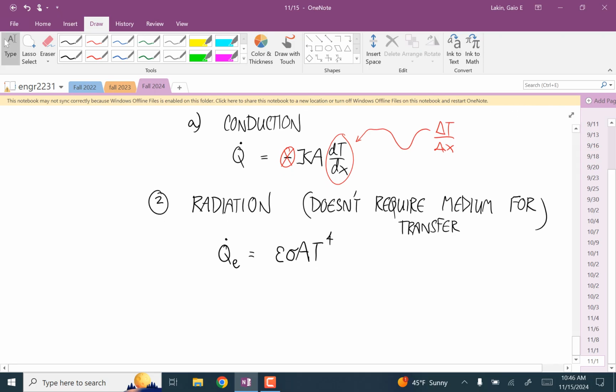The one that is useful is Q dot, this is like a net heat emitted, is equal to emissivity times the Stefan-Boltzmann constant times the surface area times the quantity temperature of the body to the fourth minus temperature of the surroundings to the fourth. And remember that since temperature doesn't appear here as a difference in temperatures, this has to be Kelvin.